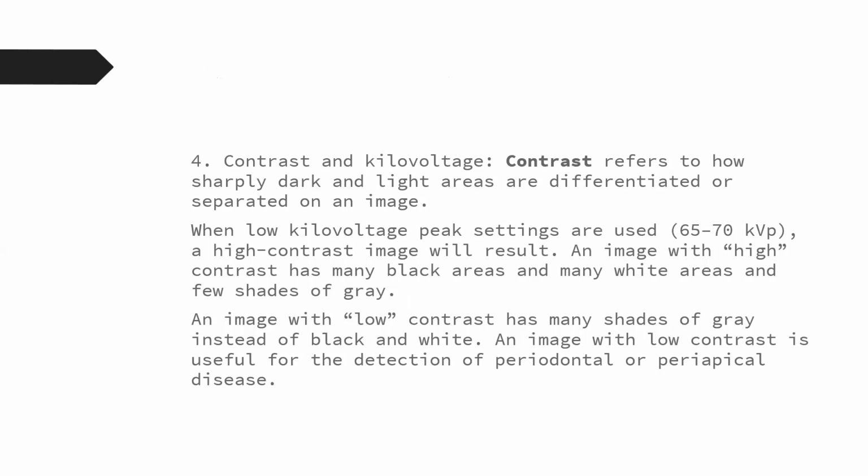When 65 to 70 kilovoltage peak is used, a high contrast image will result. So an image with high contrast has many black areas and many white areas and few areas of gray, right? An image with low contrast has many shades of gray instead of black and white. Now, an image with low contrast is more useful than one that has high contrast, right? So this is able to detect periodontal or periapical diseases. All right?